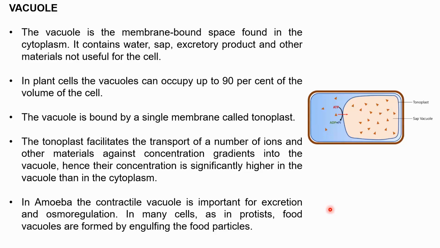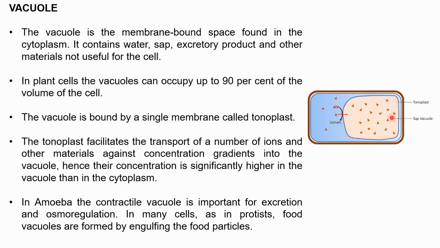Vacuoles are membrane bound spaces found in the cytoplasm. They contain water, sap, excretory products and other materials that are not useful for the cell. In plant cells, the vacuoles can occupy up to 90% of the volume of the cell, shifting the nucleus towards the periphery. While in animal cells, usually the size of the vacuole is smaller. The vacuole is bound by a single membrane which is known as the tonoplast.